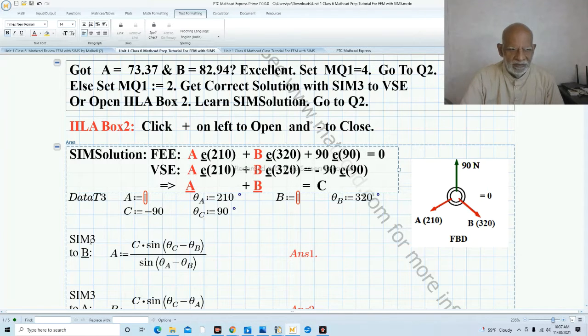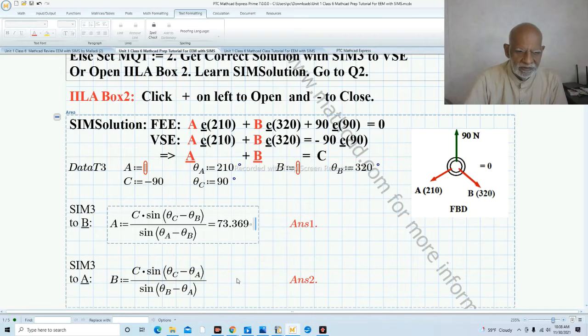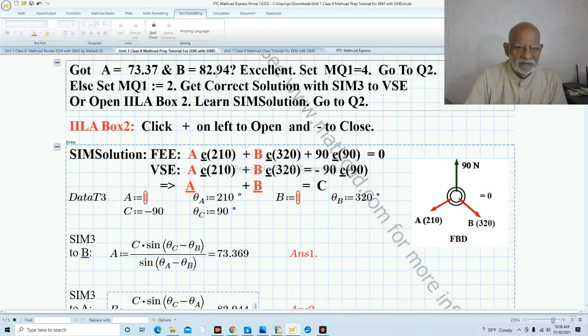as it is. Now we apply sim 3 to B, so compute A, so equal to, so we got the answer, and then similarly we got the answer for B. So these are the answers, they match. So now we can go to problem number 2.